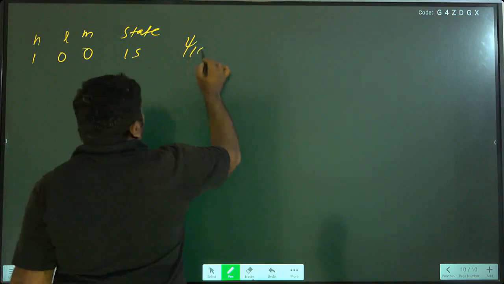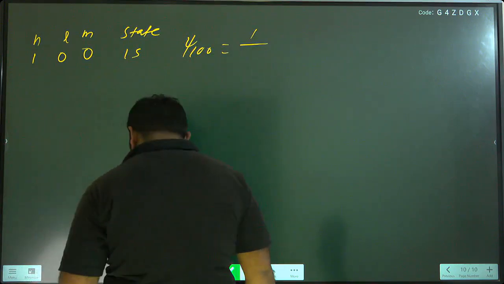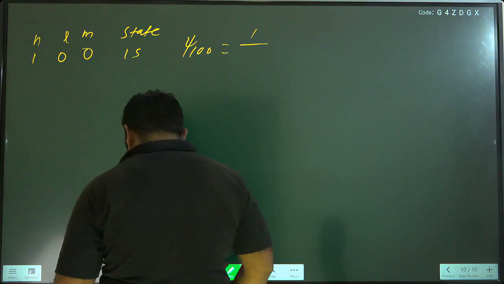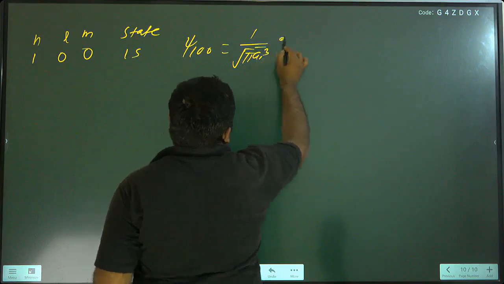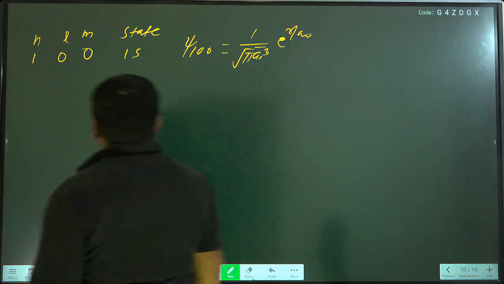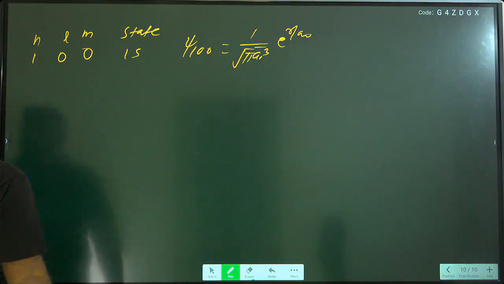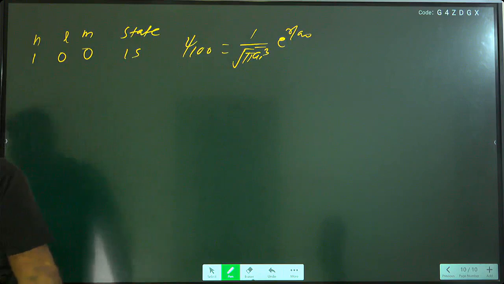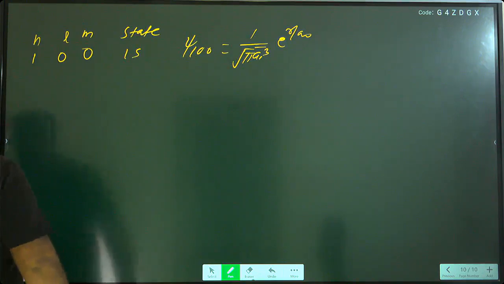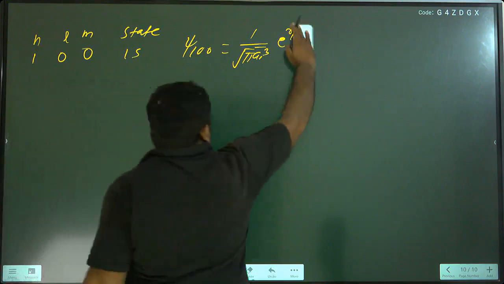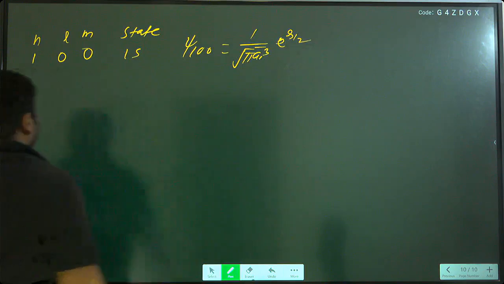And what is the wave function for the 1s state? Psi 1 0 0 is equal to 1 upon root pi a naught cube into e to the power minus r upon a naught. This is the wave function. A little notation is used differently here, so write rho, with rho upon 2, e to the power minus rho upon 2. Okay, r upon 2 can also be written.